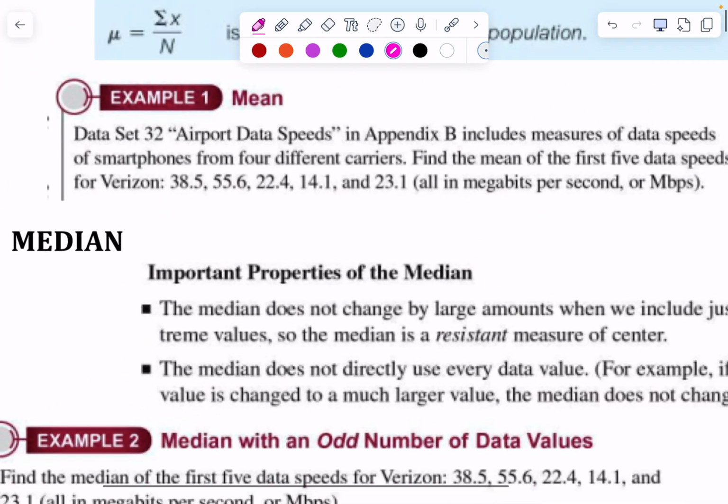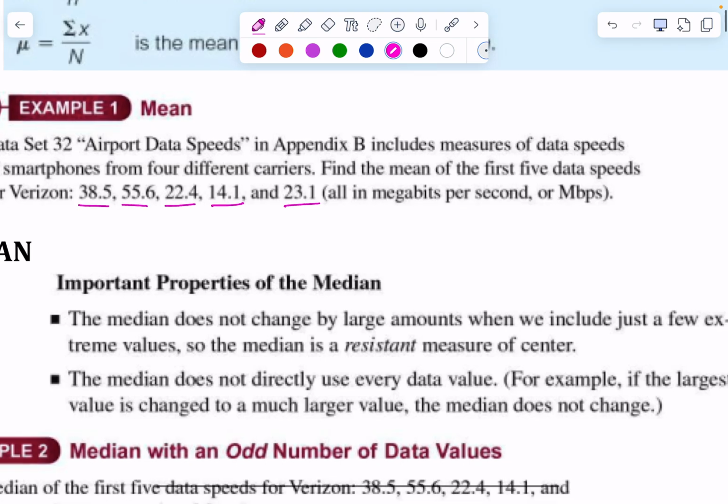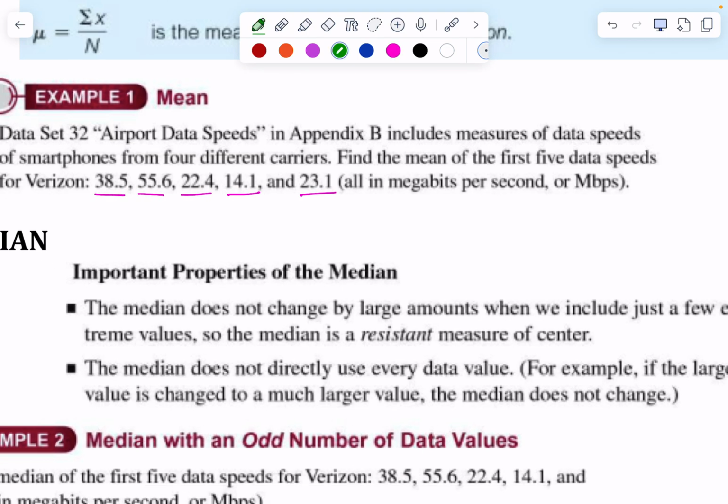Here we go. We have some values: 38.5, 55.6, 22.4, 14.1, and 23.1. Find the mean of the first 5 data pieces. Add them up. I'm going to do the sum, and I'm going to divide by 5. Sum of all the x's divided by 5.